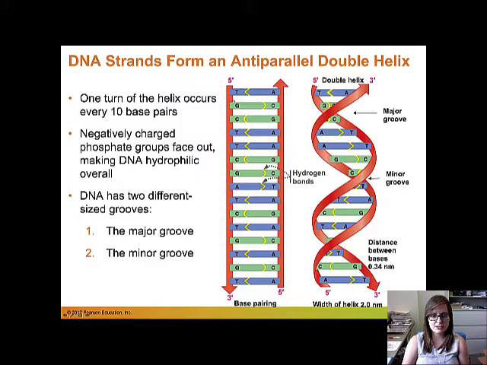And so here we just have the 5' to 3', 5' to 3' running in the anti-parallel direction, and we have our base pairing occurring between our nitrogenous bases, right?